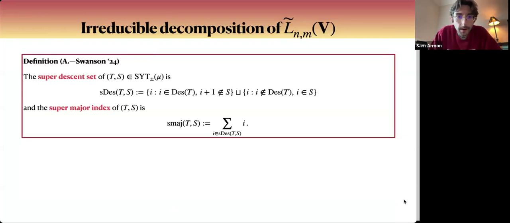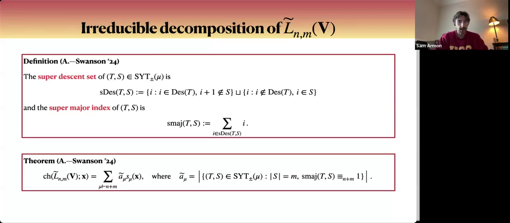So yeah, here's the statement of our definition again. And so our theorem is that the character of the n-mth bigraded piece of the free Lie superalgebra is given as follows. The coefficient of the Schur function S mu is just the number of standard super tableaux of shape mu with exactly m negative entries and whose super major index is congruent to 1 mod n plus m.